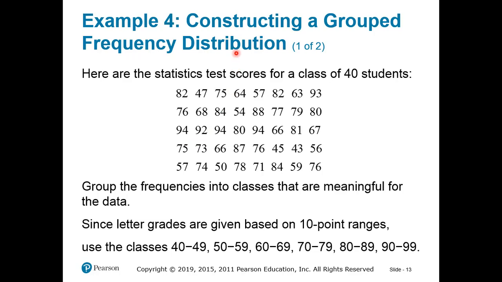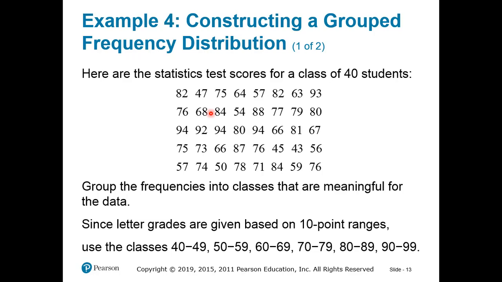I do not want to list 51 scores in a table. That would be too big. So in this case here, we're going to group them into classes. So this is where we're going to create a grouped frequency distribution. So notice the difference. If we have a small range of values, ungrouped. If we have a large range of values, group them.